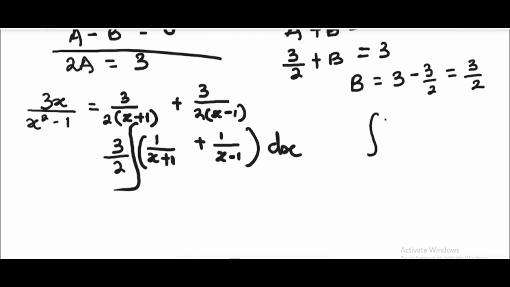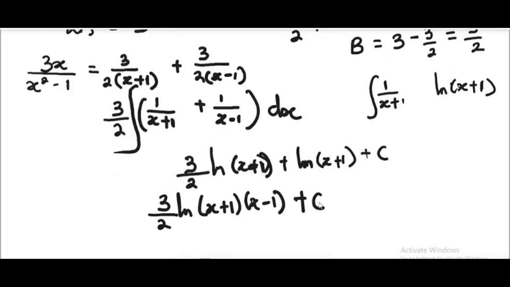So we have 3 over 2 ln of x plus 1 times x minus 1 plus c. Okay, as simple as ABC. So I believe that you've gotten a clear understanding of the basics of integration.